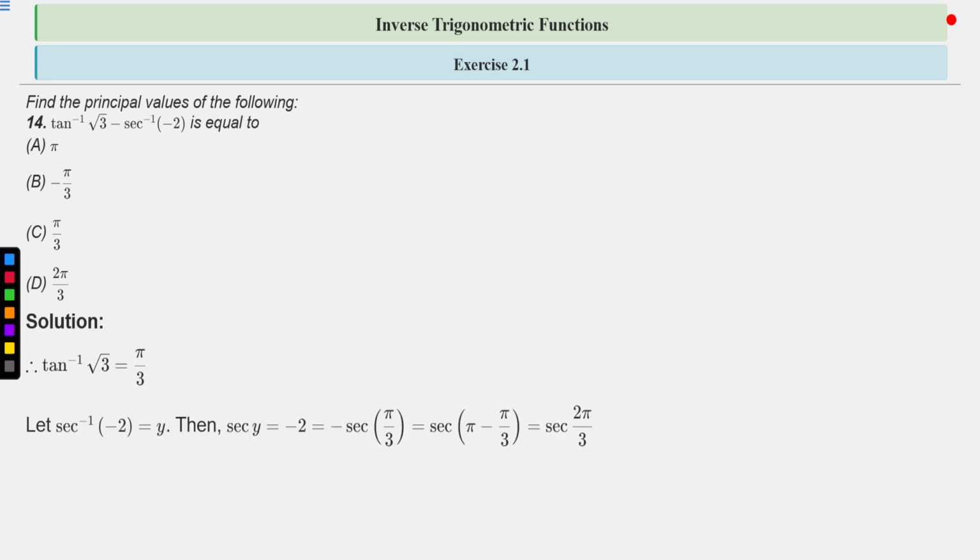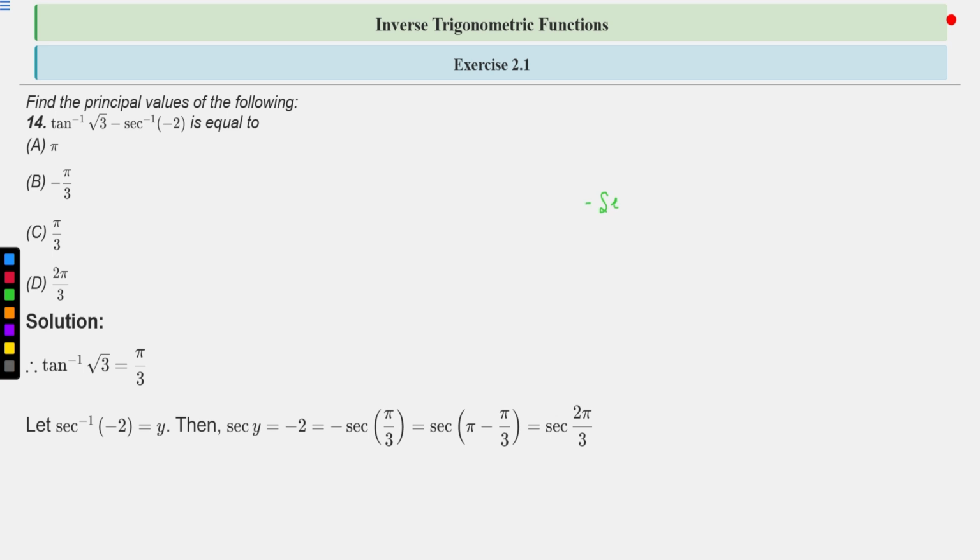Now let us take the next value. Let sec inverse minus 2 be equal to y. Then sec y will be equal to minus 2. Sec of pi by 3 is basically 2, so we can write 2 as sec of pi by 3. So sec y will be minus of sec pi by 3.